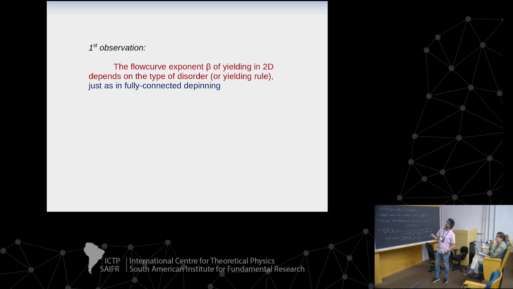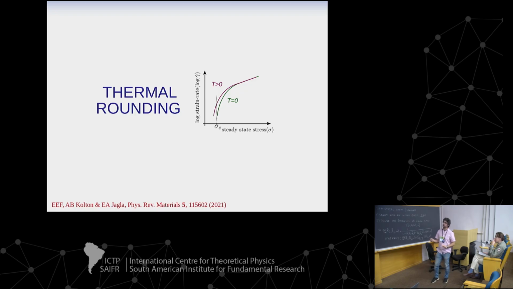So the first observation is that the flow curve exponent beta of yielding in 2D depends on the type of disorder or the yielding rule, just as in fully connected depinning. So this is an observation. Now let's go to thermal rounding.